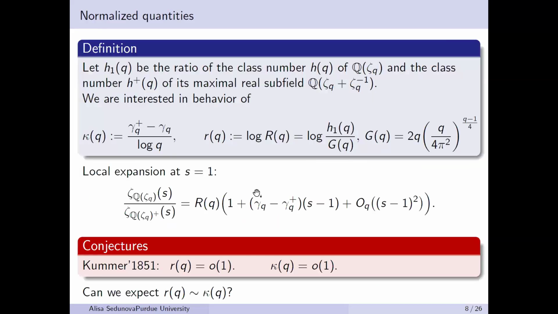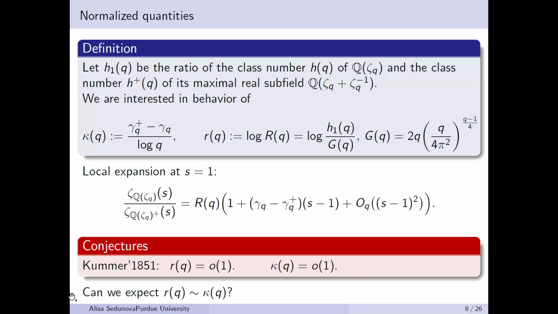Okay. So then the local expansion at s equals 1 gives you that the ratio of the zeta functions is equal to R of Q times this factor, and it means that R of Q is actually the value at s equals 1, and the difference of gamma is the slope of the same function, essentially. And Kummer in 1851, so I had to put the full year here because otherwise it's not obvious which year I'm in, conjectured that R of Q is little o of 1, and it was later conjectured, a lot later, in 2015 or something around that, that kappa of Q is little o of 1 as well.